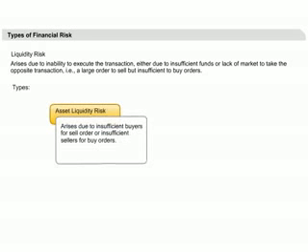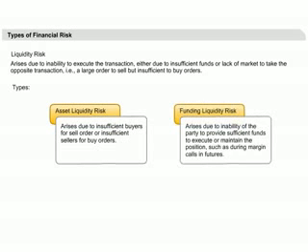Another type of liquidity risk, funding liquidity risk, arises when a party fails to fund the required amount during times of margin calls or need to increase collateral in a hedged position. The concepts of margin calls and hedging will be dealt with in detail later in the curriculum.